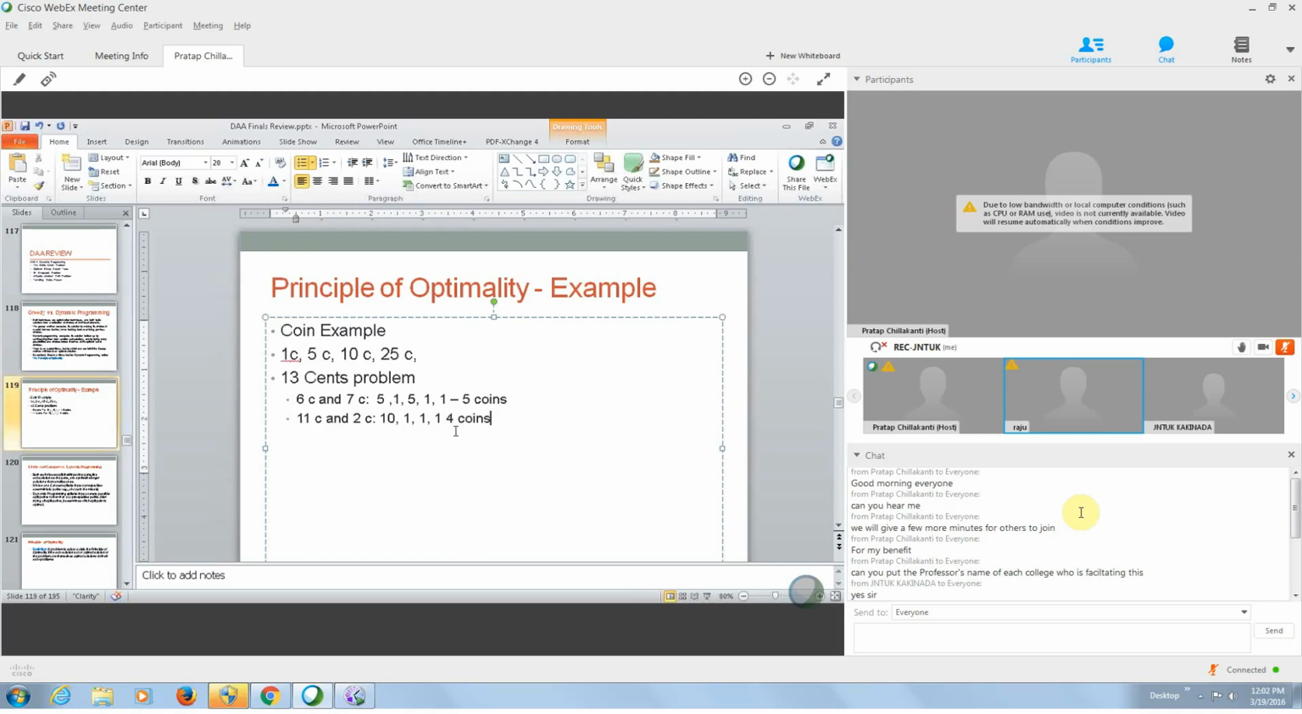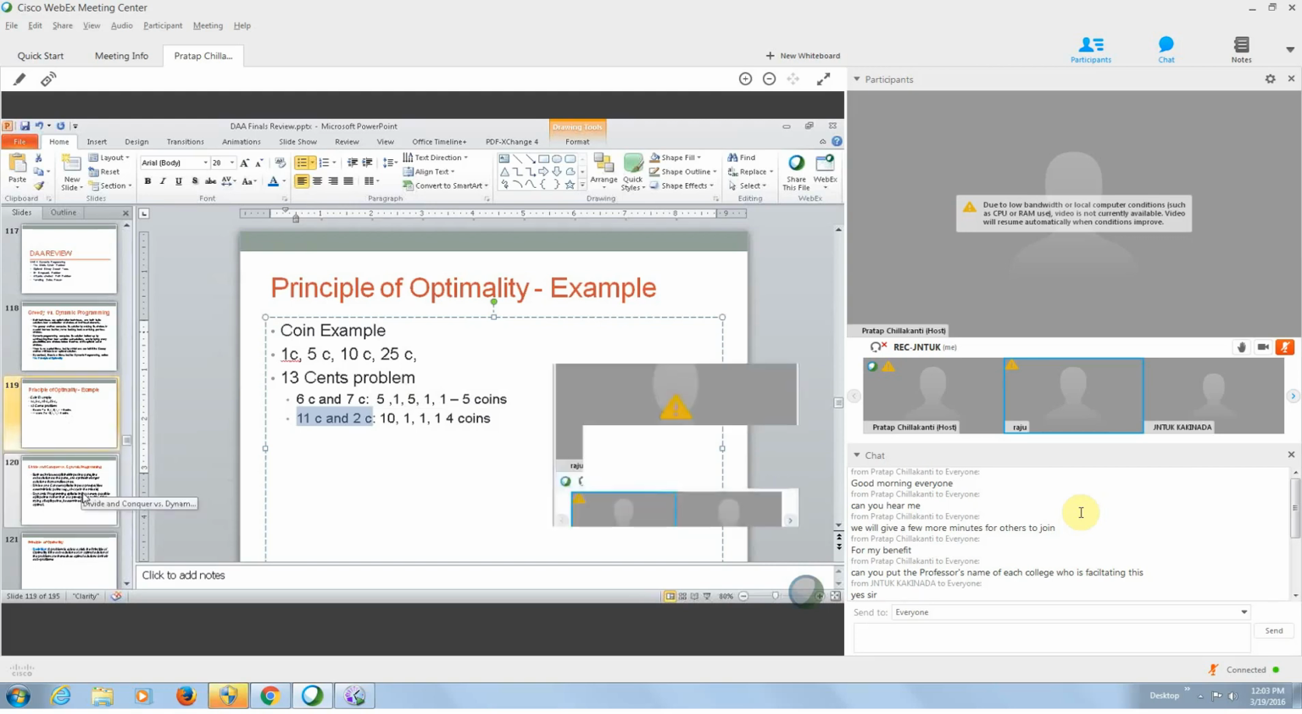So which sub-problems are ideal for us? 11 and 2. So how can we determine which of the sub-problems are ideal? That in itself is a big exercise, right? Okay. So that is what we mean by the principle of optimality.